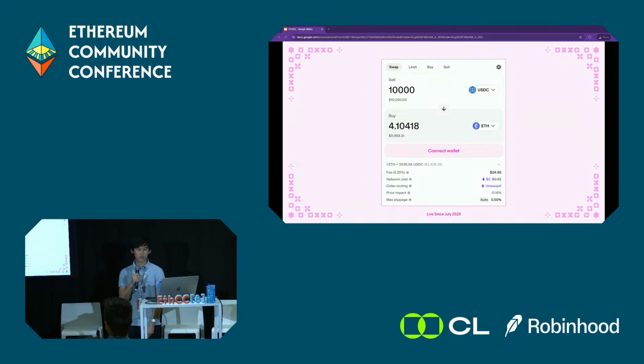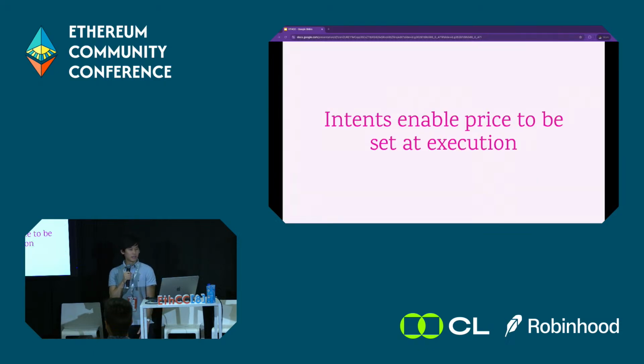So once you click swap, the filler will take your signed message, and then if they can give you 4.1 ETH, then they can take 10,000 USDC from you. And we have been live with the UniswapX protocol since July 2023. So intents can basically decouple what you want from how it's done. So unlike AMMs, where you lock in the price and the slippage level and stuff, intents will let you set price at execution. And this feature is the bedrock that's going to enable us to run complex and different kinds of auctions when we want to execute trades.